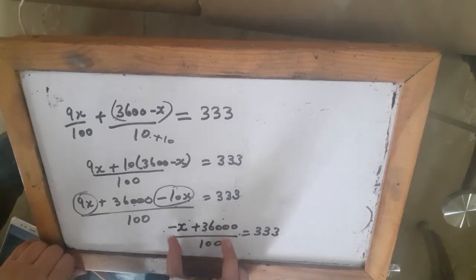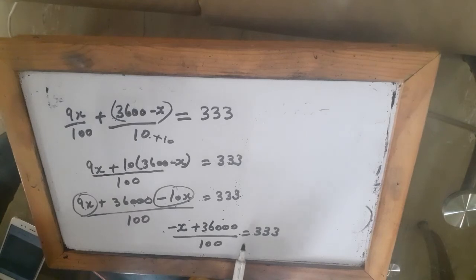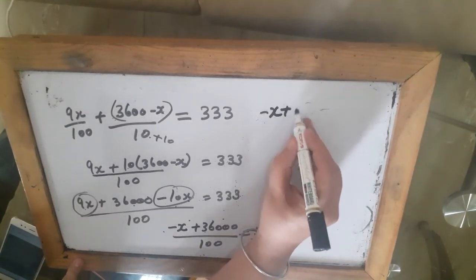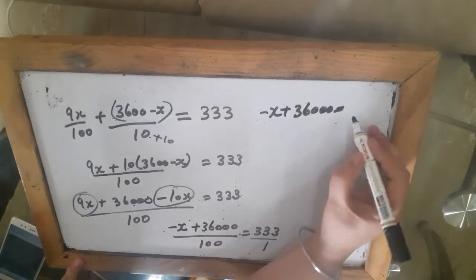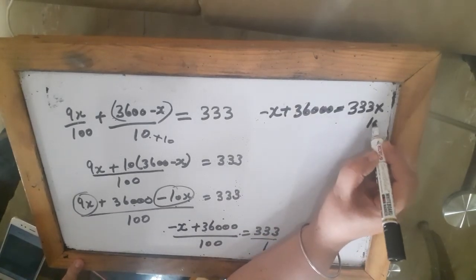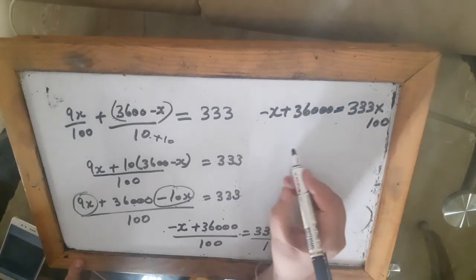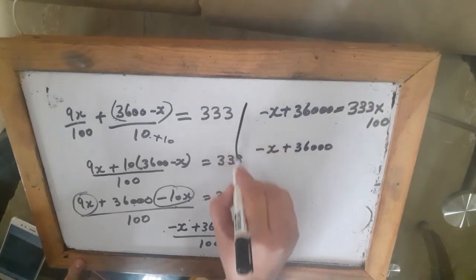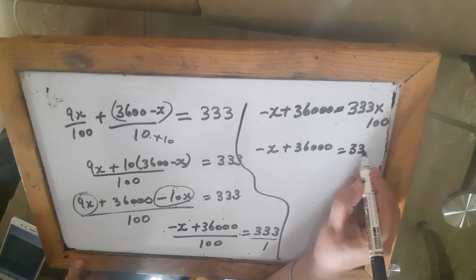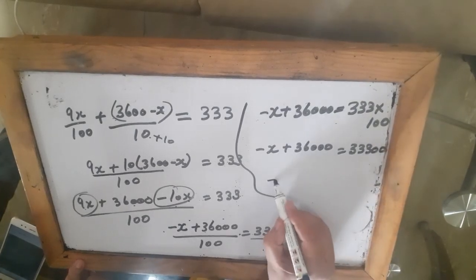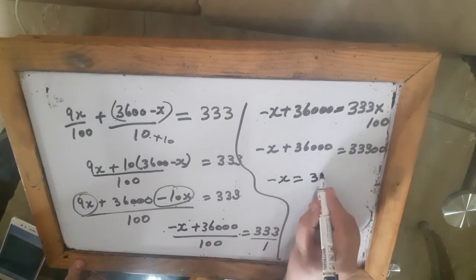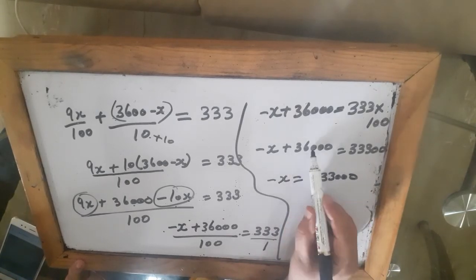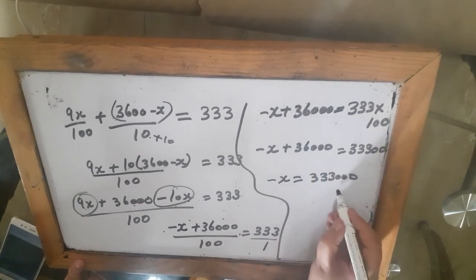Now this becomes a fraction, and how do we solve a fraction in equations? By cross multiplying. So this also I can make a fraction, this remains the same as this is to be multiplied by 1. On the other side, 333 multiplied by 100, because this will go to that side and it will become multiply. So minus x plus 36000 is equal to 333 multiplied by 100. Now here you have minus x, so this you will send to the other side, and here it is plus 36000, on the other side it will become minus.